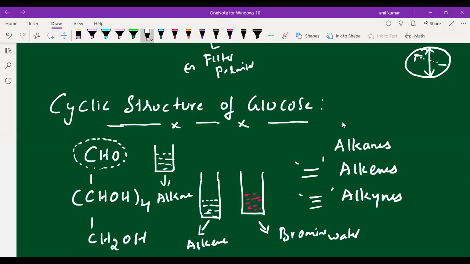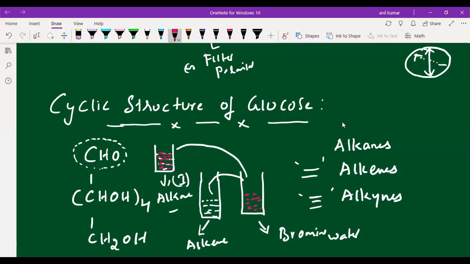Now what you have to do is add bromine water to both alkene as well as alkane. When you are adding bromine water to alkane, in the first test tube, this bromine water will be like that only. You can see the brown color water in the alkane. But in the case of alkene, the bromine water lost its brown color.